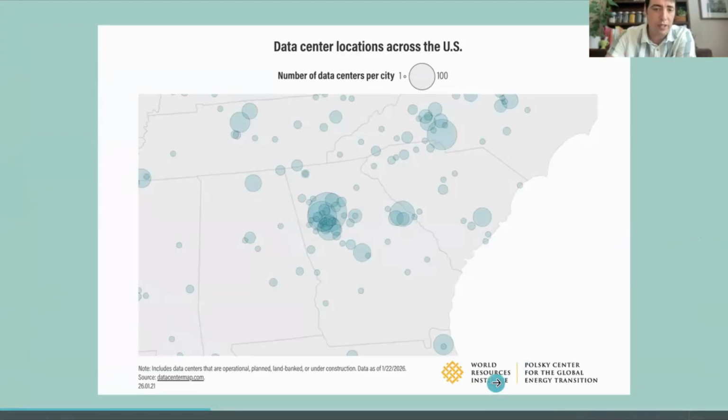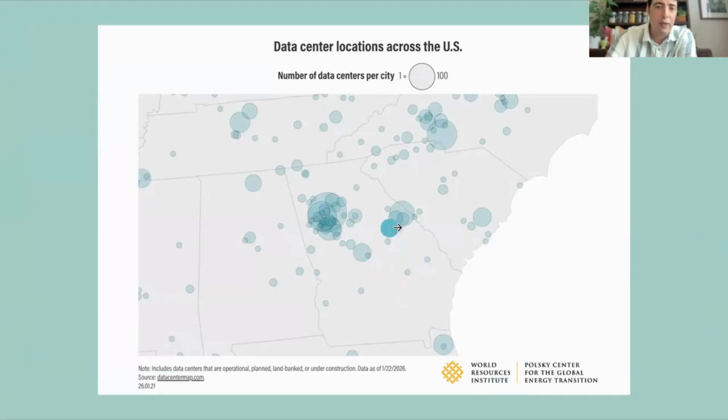The World Resource Institute actually has this really wonderful map, and the size of the circle correlates to the size of the energy consumption of that data center. So the amount of gigawatts or megawatts that data center consumes.